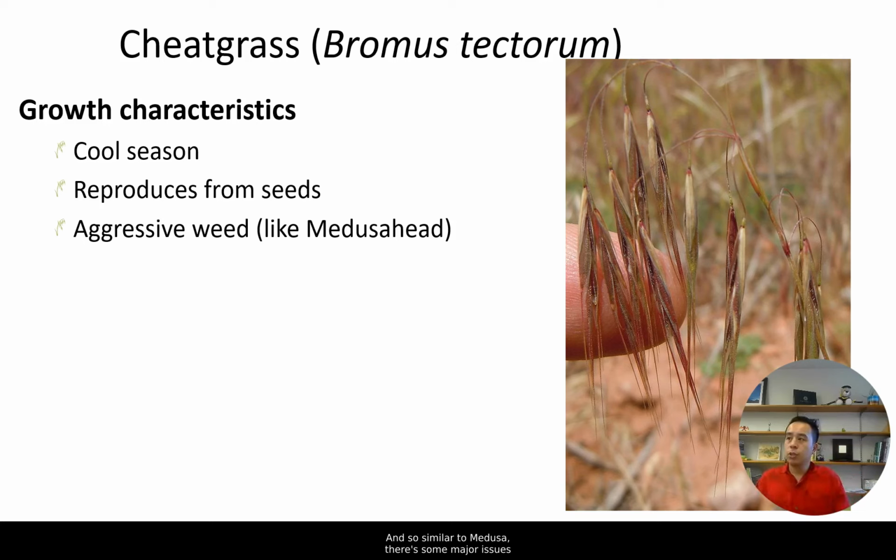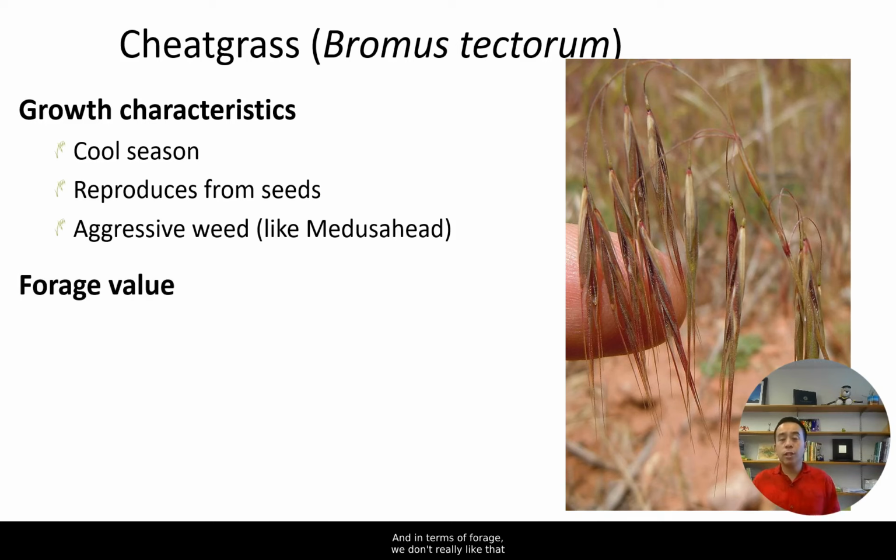And so, similar to Medusa head, there are some major issues with cheatgrass in terms of management, and oftentimes it's a major management concern for rangeland managers across the country because it can rapidly transform systems, change fire cycles, increase fire frequencies, make fires more intense, and essentially cause degradation of important rangeland habitats like sagebrush steppe and California native grasslands.